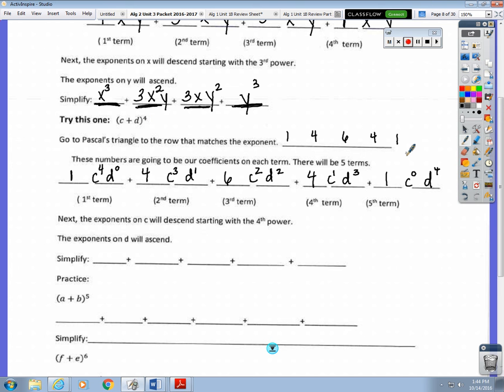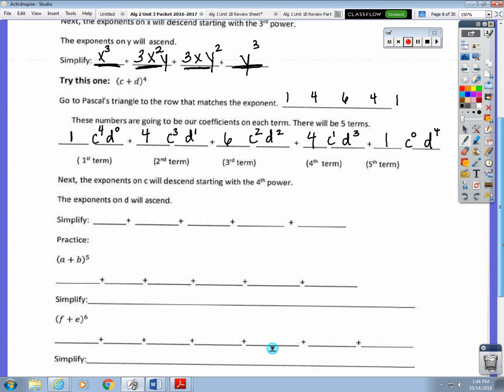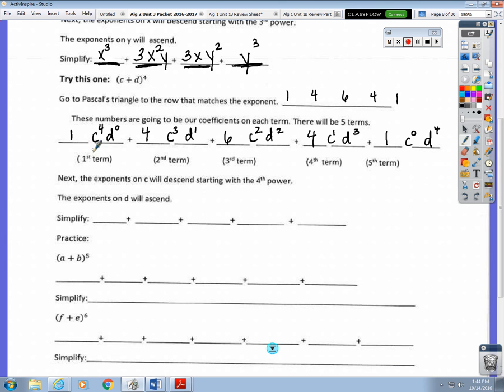Everybody with me still? Now I'm ready to simplify. So when I'm looking at term 1, what does not need to be brought down? The 1 doesn't need to be brought down, or the d to the 0, because it also equals 1. So the only thing I need to bring down from the first term is that c to the 4th power. Okay, so I'm done with term 1. Term 2, what all needs to be brought down? The 4 and the c cubed.